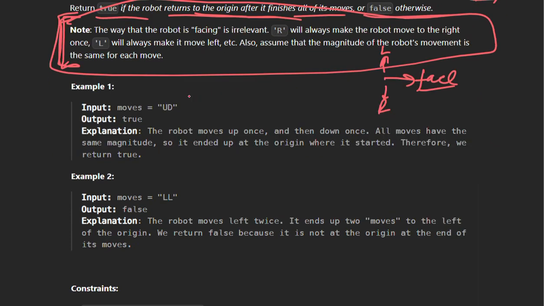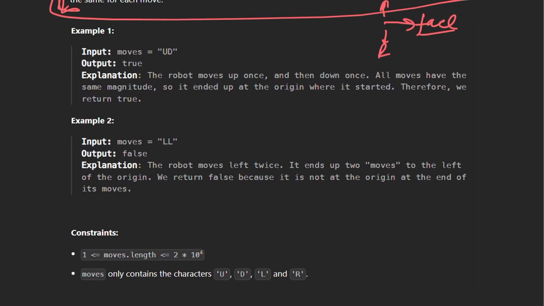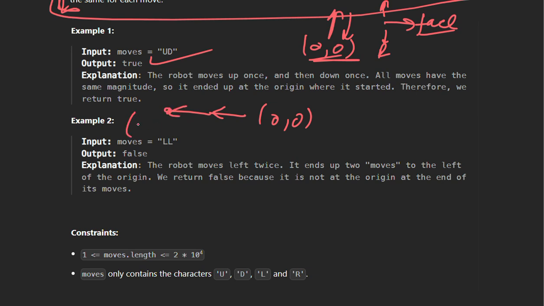So let's see some examples. The first example: the robot is at 0, 0, then it moves one step up, then one step down. So again it is at 0, 0, so true. Then, 0, 0, it moves one step to the left, again one step to the left. So now it is at minus 2, 0. At the end it is not at 0, 0, so we return false.